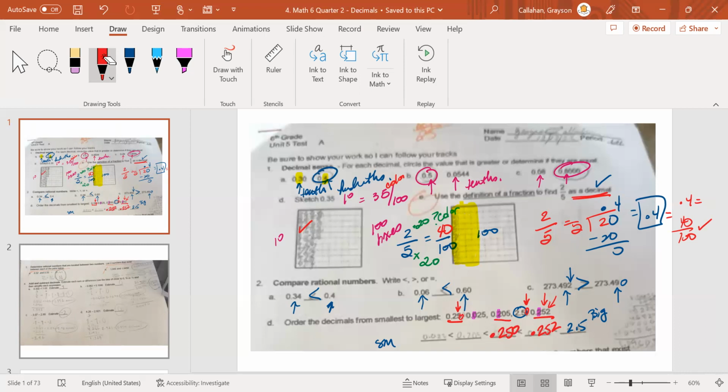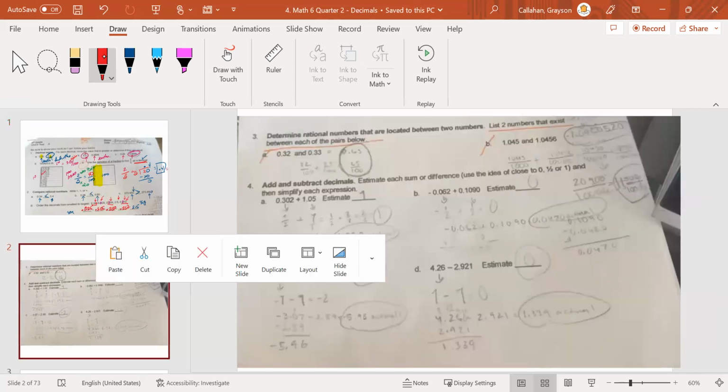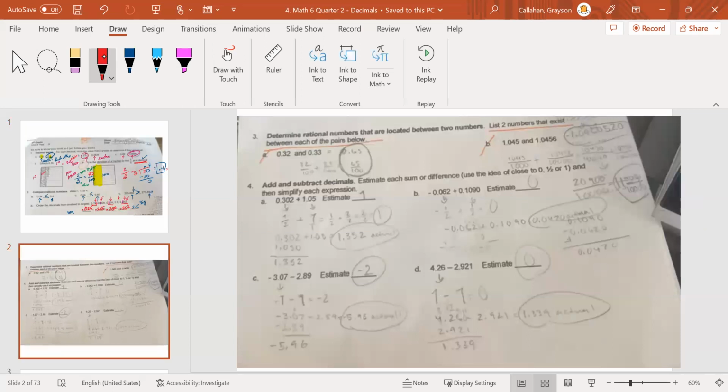And then the one after that is going to be 0.205, right? Because in the hundredths place, that's a 0, and the other one has a 5. And then the smallest one is 0.025. Do you see that? Okay, so that is your answer. Let's go on to number 3. Determine rational numbers that are located between two numbers. List two numbers that exist between each of the pairs below.